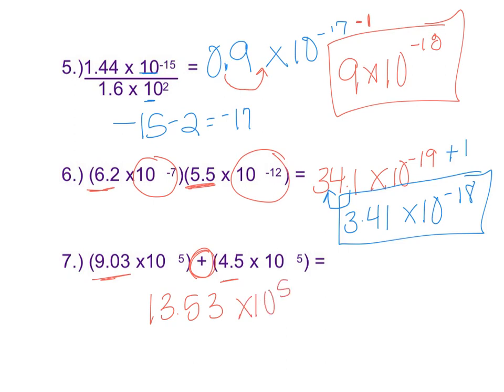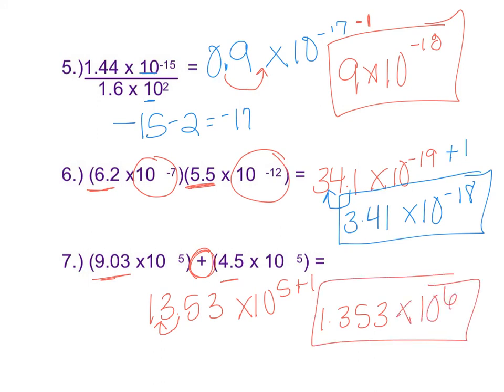Now when we check that answer, it's not written in scientific notation, so we move our decimal point back a place to make it 1.353. We moved the decimal point backwards. We went from a number that was too large into scientific notation. So we use positive exponents. That means we add 1 to the existing exponent. And we have times 10 to the 6th power.